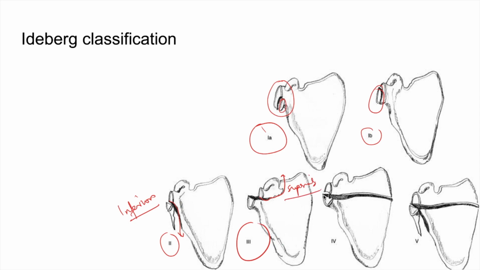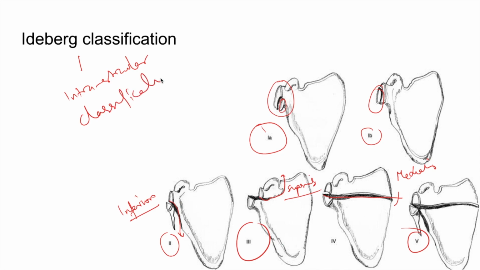In type 4, the glenoid fracture exits medially. And type 5 is a combination of any of the above. So the Heidelberg classification is basically an intra-articular classification of glenoid fractures, right?